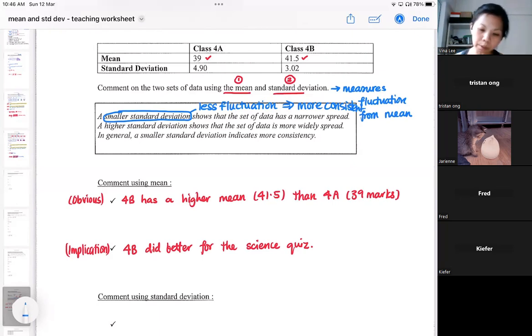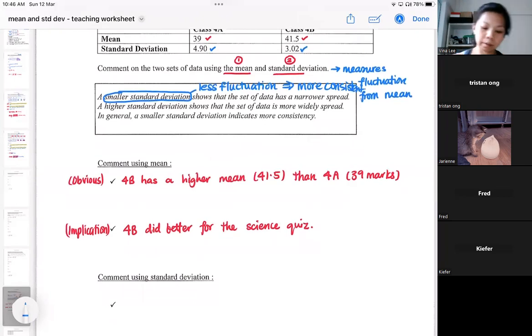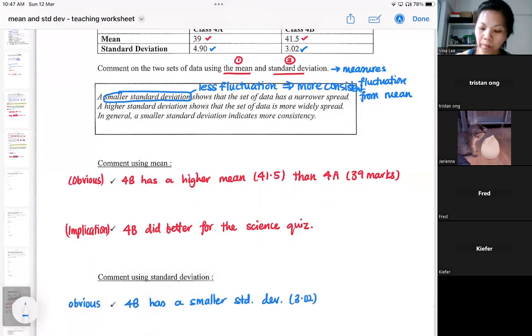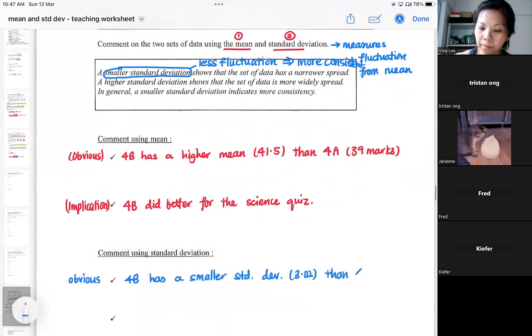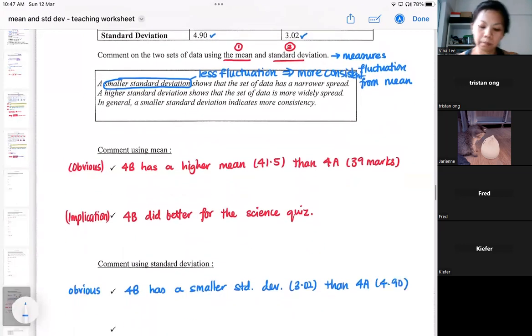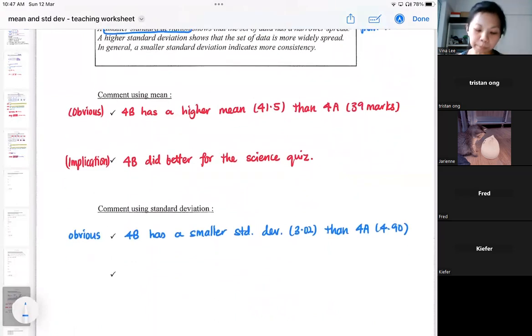So what I will do, again, is state the obvious first. Who has a smaller standard deviation? 4B has a smaller standard deviation, which is 3.02, then 4A, 4.9. You must state the obvious, Jiren.